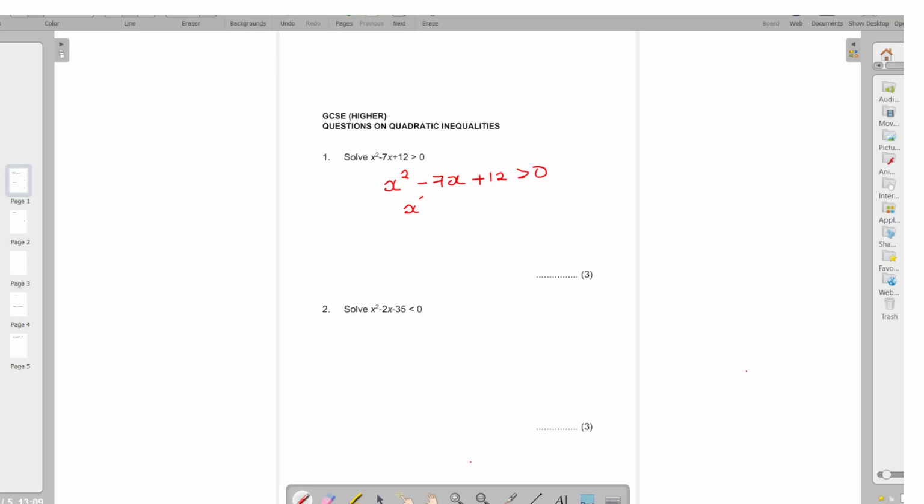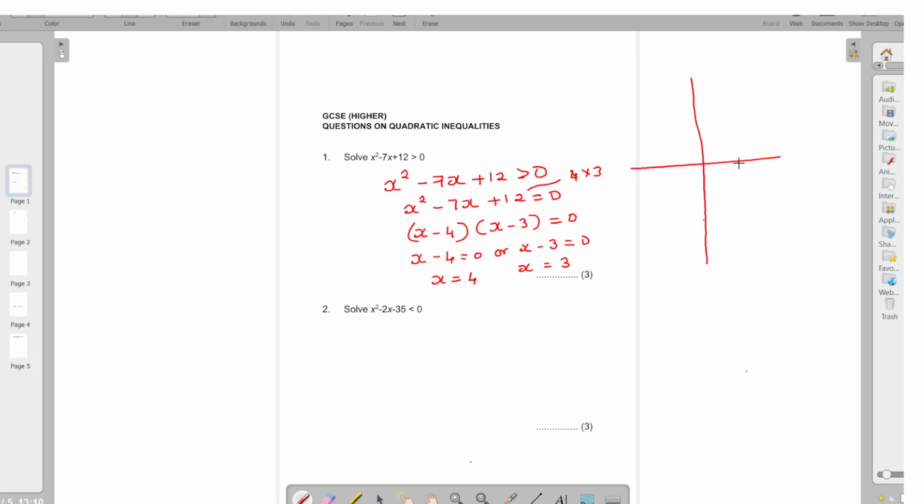Let's write it as an equation. x squared minus 7x plus 12 is 0. We can factorize this. This is 4 times 3. So we could write it as (x minus 4) times (x minus 3) is equal to 0, which means x minus 4 is equal to 0 or x minus 3 is equal to 0. That means x is equal to 4 or x is equal to 3. Let's put this in the graph.